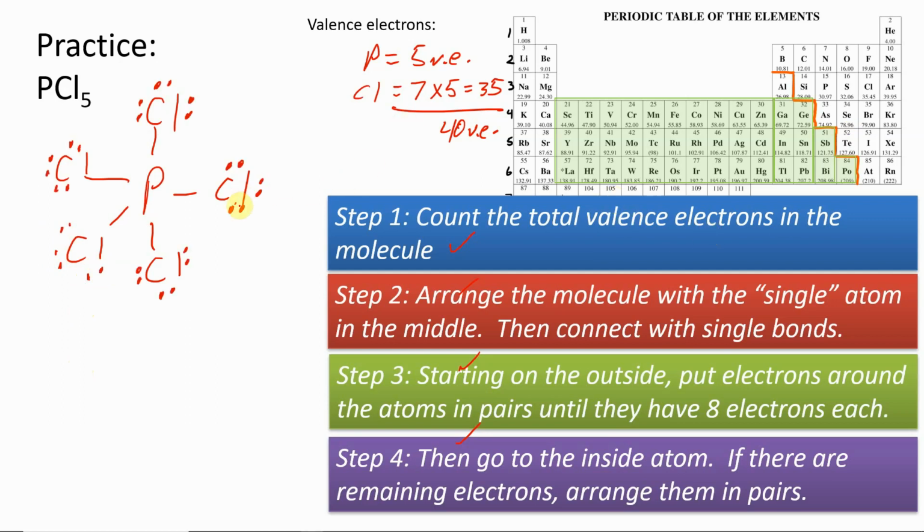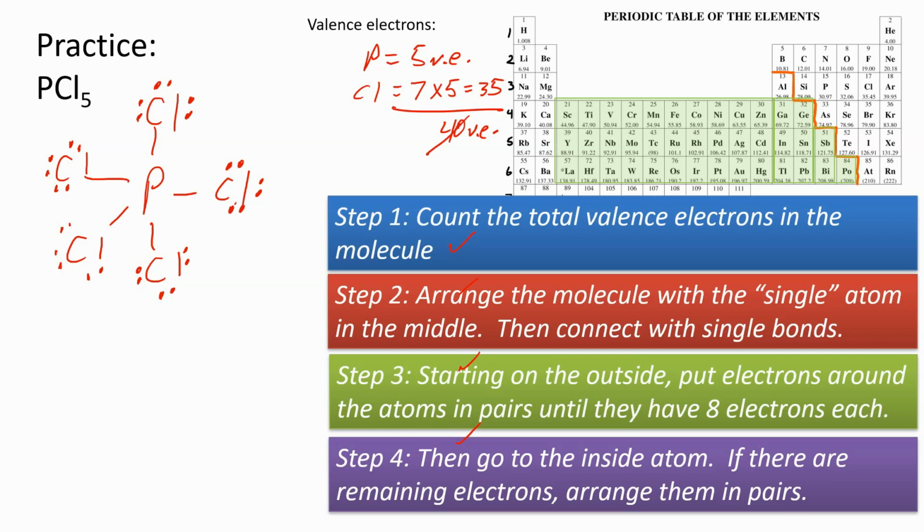Okay, so that means that I've got 8 on each one. 2, 4, 6, 8. 2, 4, 6, 8. 8 times 5 is 40, and we are done. We've consumed all of our electrons. We go to the inside and check and see how many electrons are on that phosphorus right now.